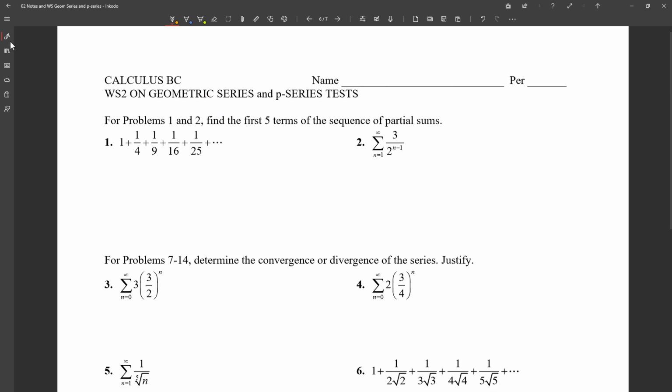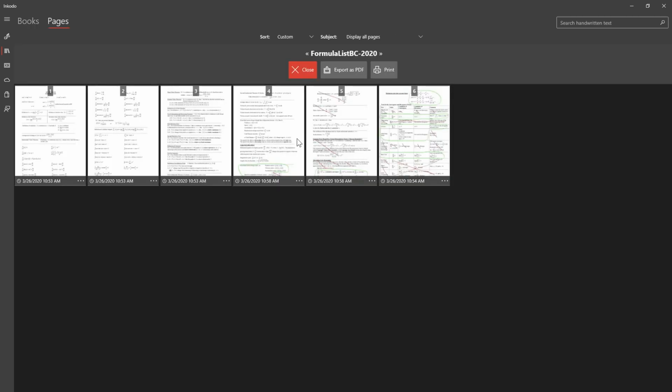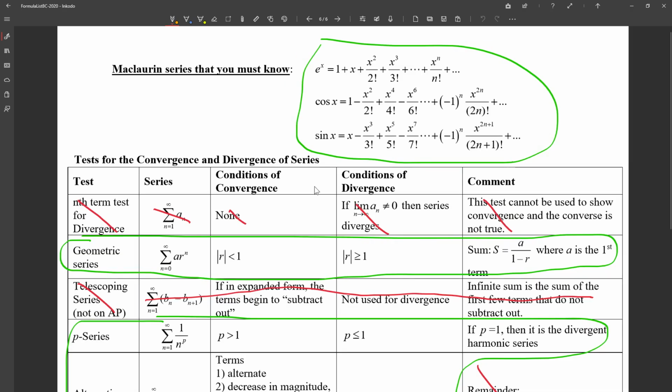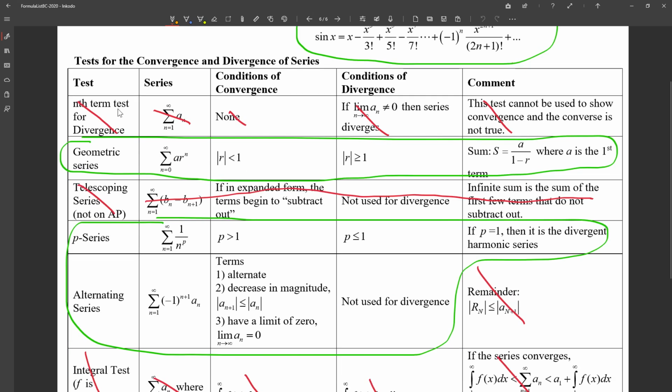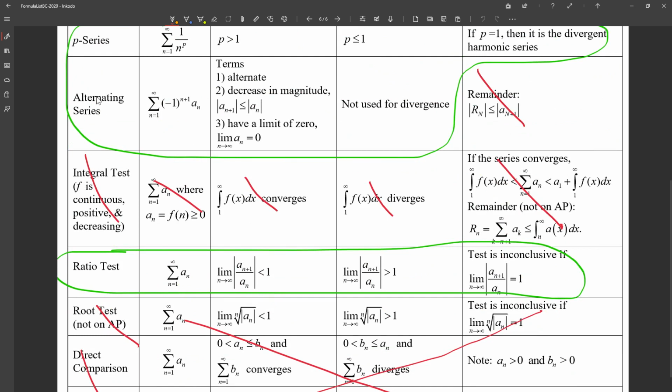If you take a look at the last page of our formulas, what you'll see is we're just working down through this chart. So we started with geometric series, which is on your AP exam, and we talked about nth term test for divergence today, which is not on your AP exam. We also talked about the p-series test today, and the next time I'll connect with you, we'll be talking about the alternating series test. Hope this helps.